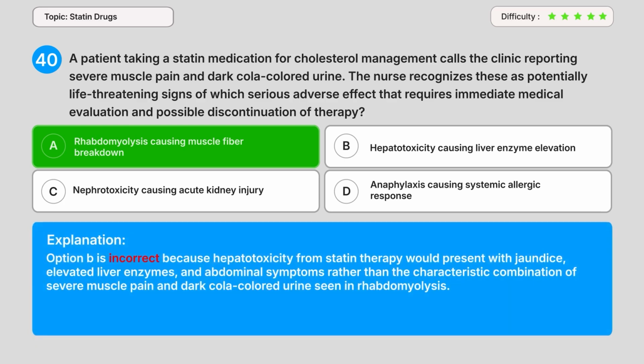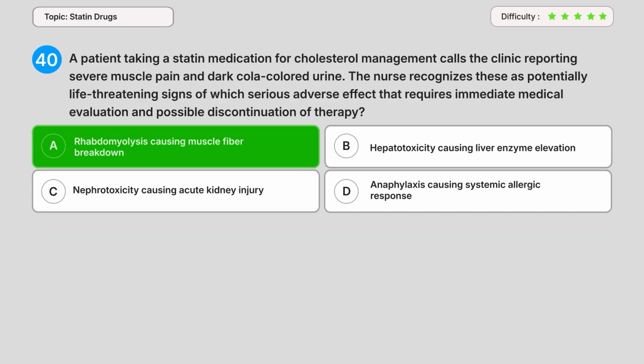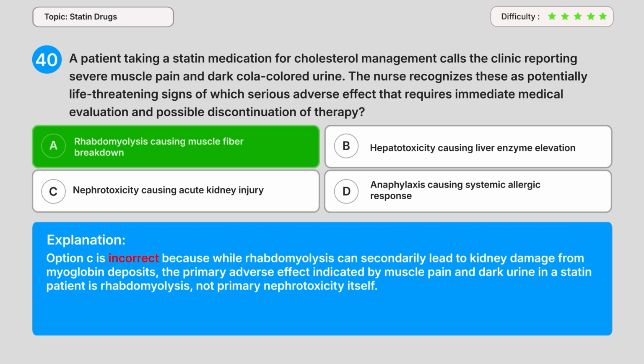Option B is incorrect because hepatotoxicity from statin therapy would present with jaundice, elevated liver enzymes, and abdominal symptoms rather than the characteristic combination of severe muscle pain and dark cola-colored urine seen in rhabdomyolysis. Option C is incorrect because while rhabdomyolysis can secondarily lead to kidney damage from myoglobin deposits, the primary adverse effect indicated by muscle pain and dark urine in a statin patient is rhabdomyolysis, not primary nephrotoxicity itself.